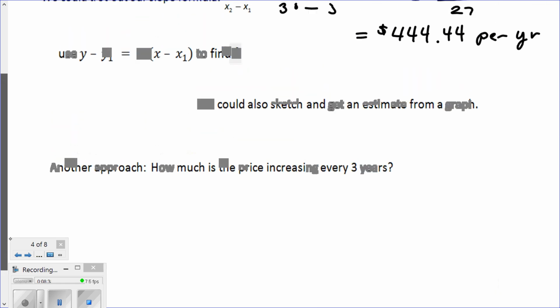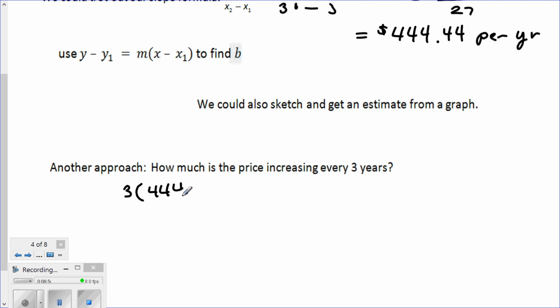How much is the price increasing every 3 years? The first point we have is that the value of the painting is worth $3,000 when it's 3 years old. So we're going to kind of step backwards. So 3 years previous to that, how much was it worth? So we'd expect that in 3 years, the value of the painting would increase $1,333.33. So that's how much it increased over a 3-year span.